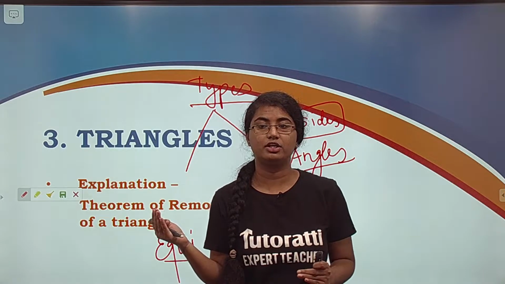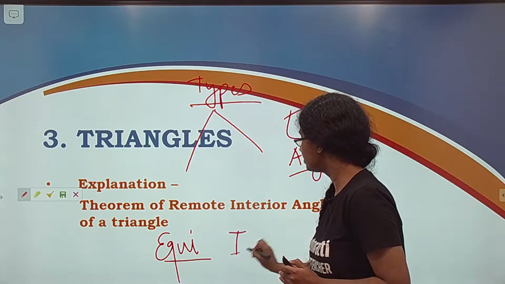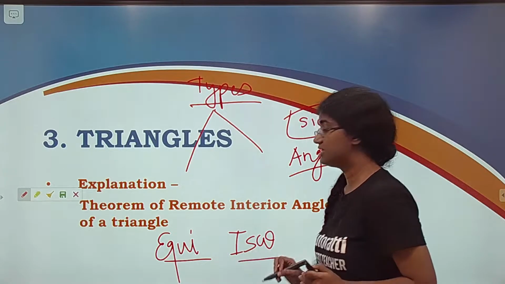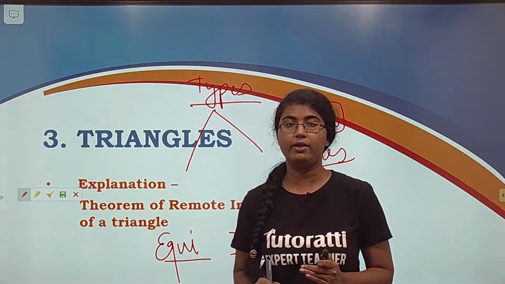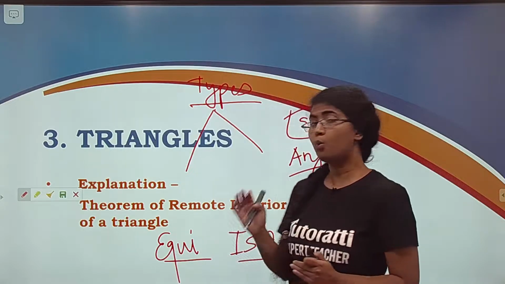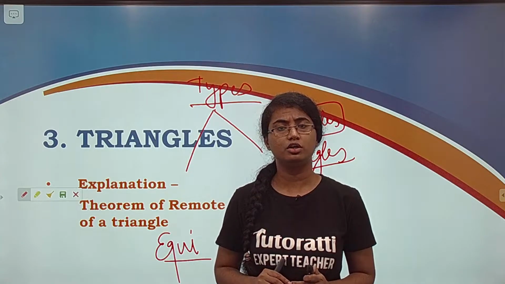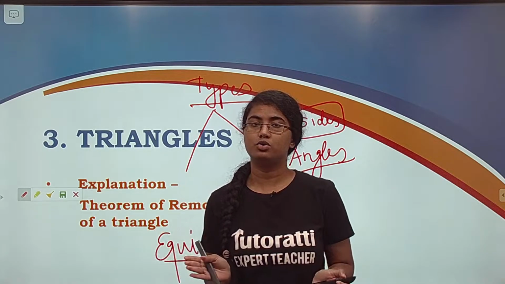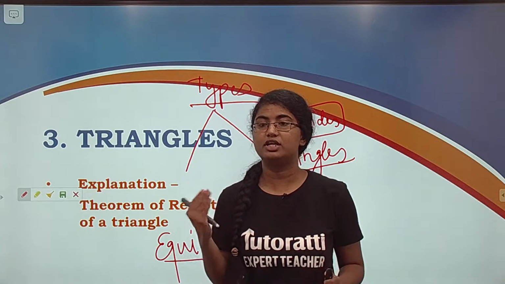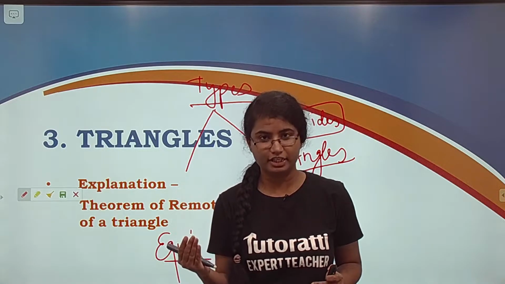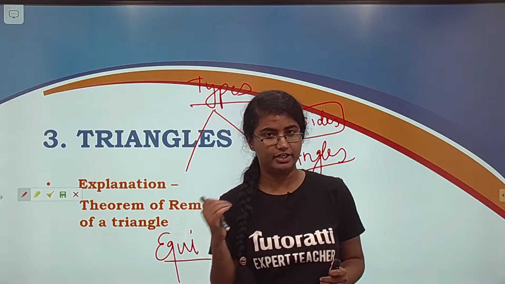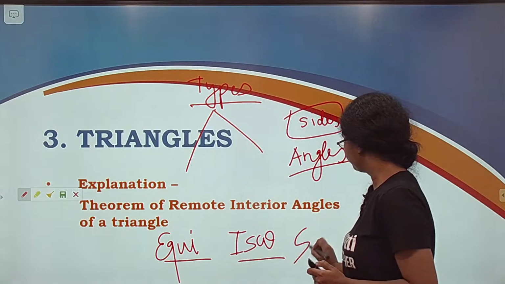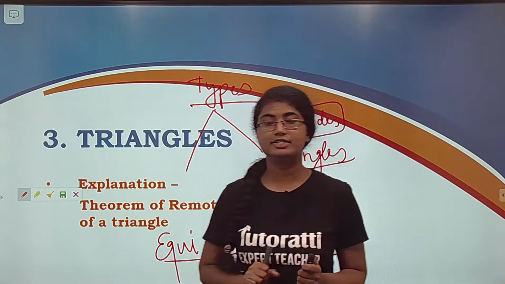It becomes an isosceles triangle. Now tell me, what if none of the sides are congruent? Then what is the type of triangle? It is a scalene triangle.